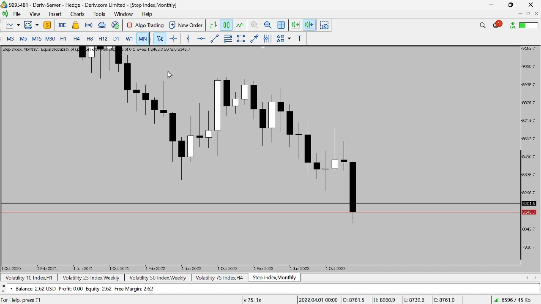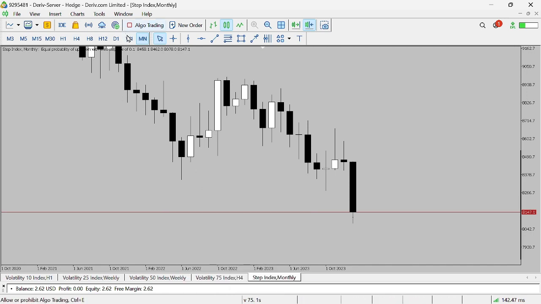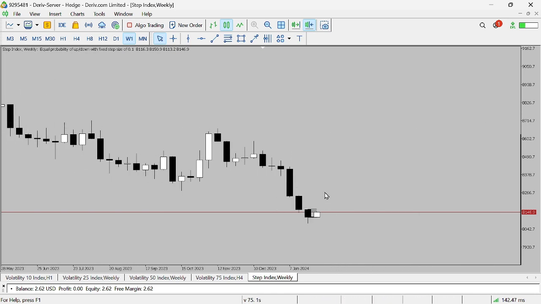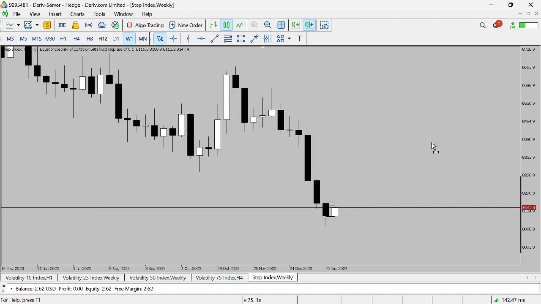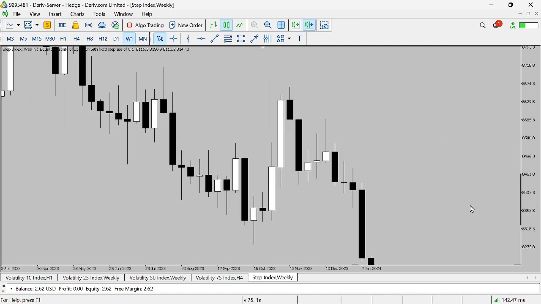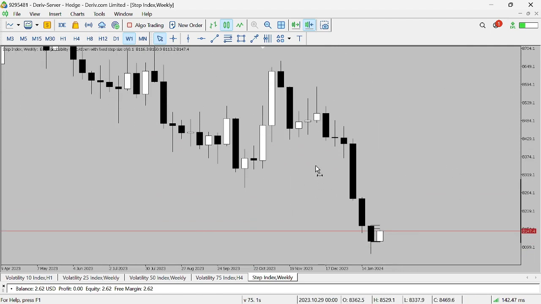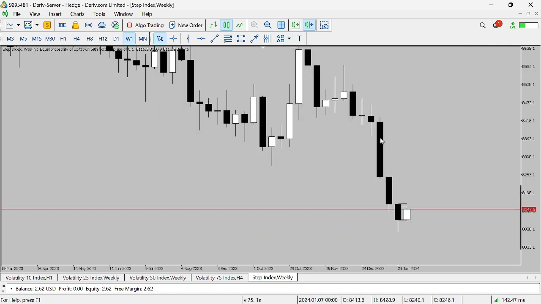But for now, looking at Step Index, let me get rid of this line. On the monthly, we are bearish. On the weekly, we are also bearish, right? And right away from the weekly chart, let me show you what I see. It's clear that the weekly took this high, broke structure down here, and sold aggressively, right? And after breaking this low, it hasn't given us any opportunity at all to look for sales.